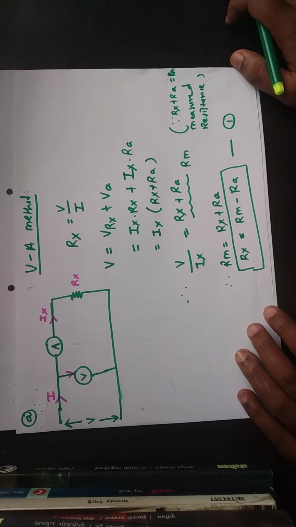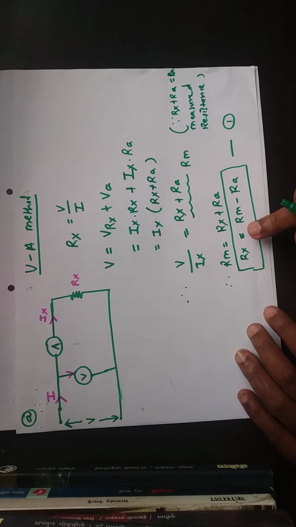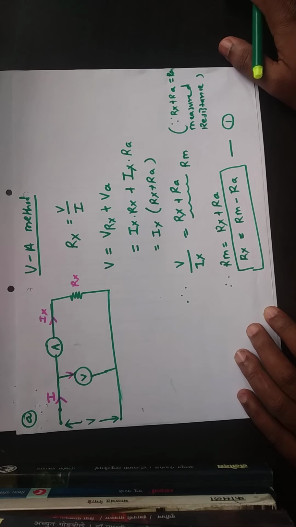But one limitation of this network is that the measured value is equal to your true value if and only if Ra is 0. In a practical way, it is not possible to keep the resistance of the ammeter at 0, because the ammeter provides some resistance to the circuit. That's why this circuit gives a measured value that is always greater than your true value. It is one of the limitations of this circuit.